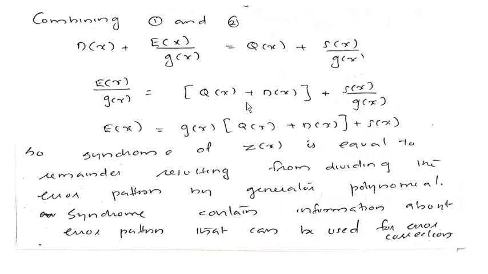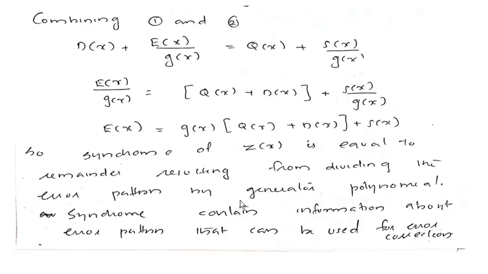So this minus d of x is the same as plus d of x. From this we get the error as g of x into q of x plus d of x plus e of x. So we can say that the syndrome of z of x is equal to the remainder resulting from dividing the error pattern by the generator polynomial. If we divide the error pattern by the generator polynomial, then the syndrome is equal to the remainder of e of x divided by g of x.